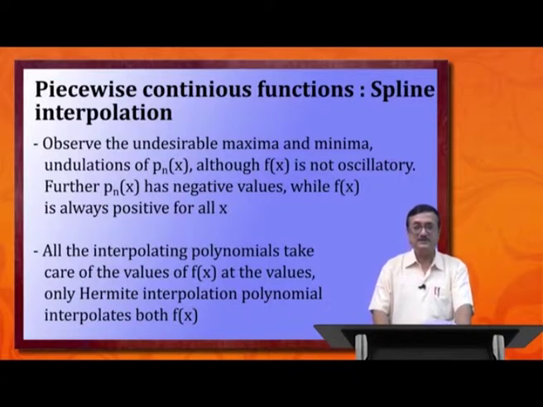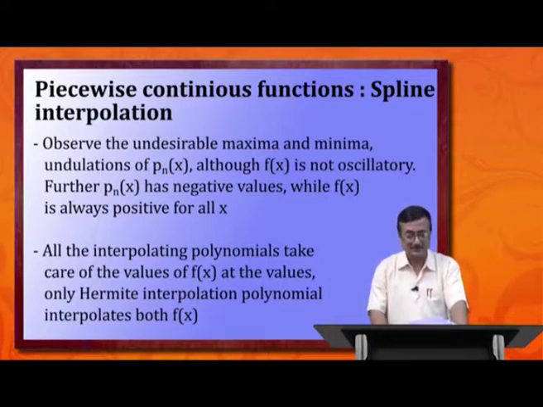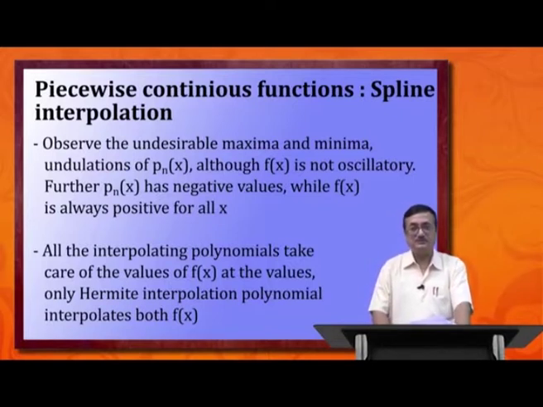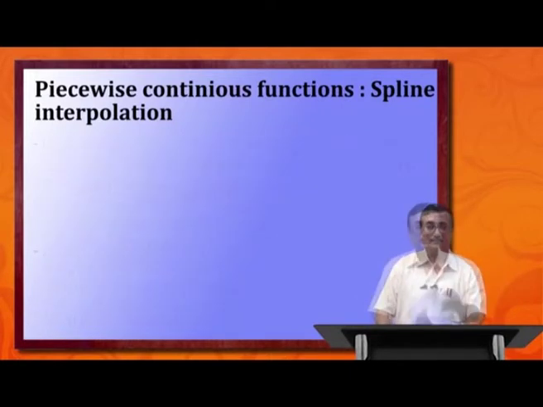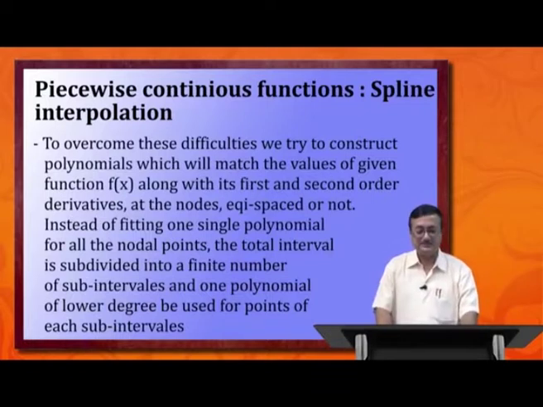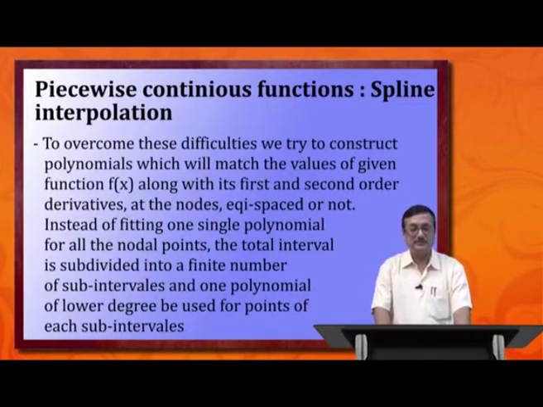But what about the curvature of the curve y = f(x)? Curvature is associated with the second order derivative of y with respect to x, that is d2y/dx2. There is no formula which also interpolates the second order derivative at the interpolating points. To overcome these difficulties, we may try to construct a polynomial which matches the value of the given function f(x) along with its first and second order derivatives at the nodes, which may be equispaced or may not be equispaced.